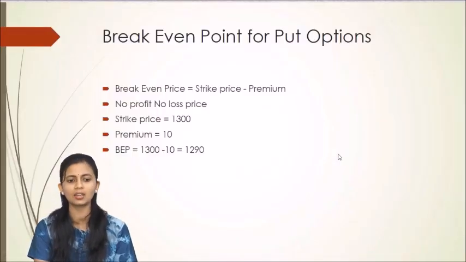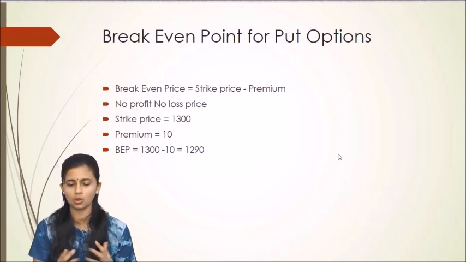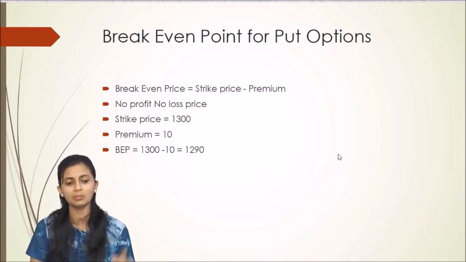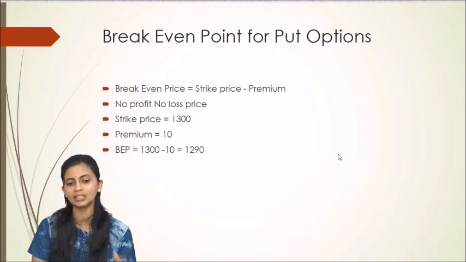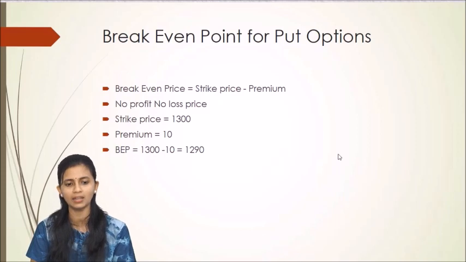Next, let's check the break-even point for put options. This is quite opposite to the break-even point for call options. Here you have to calculate the break-even price by deducting the premium from the strike price. That is, strike price minus premium will give you the break-even price of the put option. In call options, it was strike price plus premium, and here it is strike price minus premium.